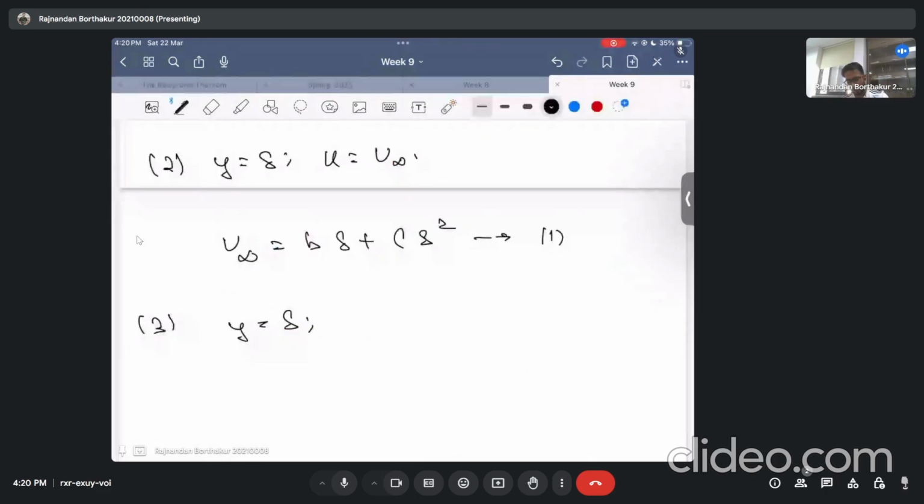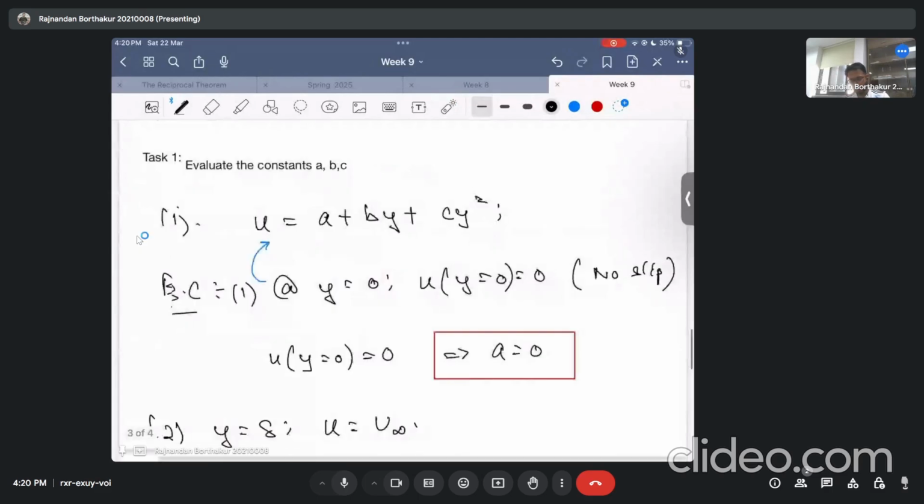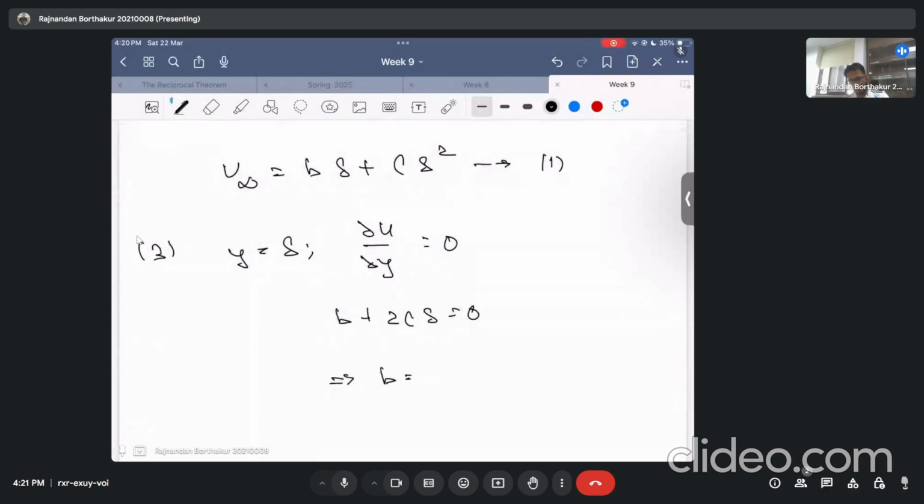So at y equal to delta, my del u by del y is equal to 0. And this will give me what? This will give me the fact that b plus 2c delta is equal to 0. And from here, I can say that my b is equal to minus 2c delta. That is the second equation.